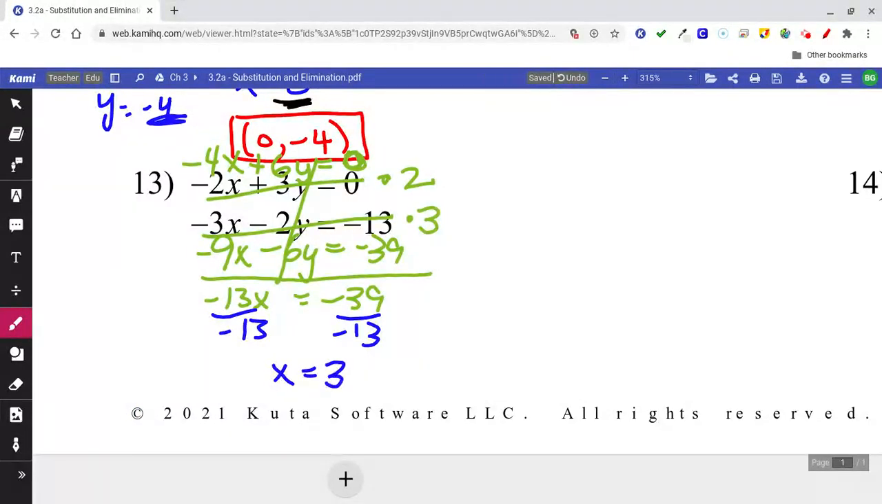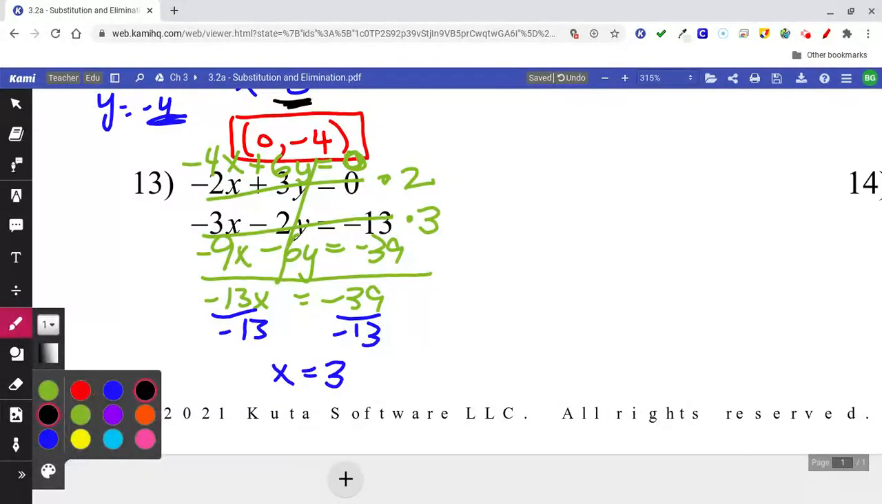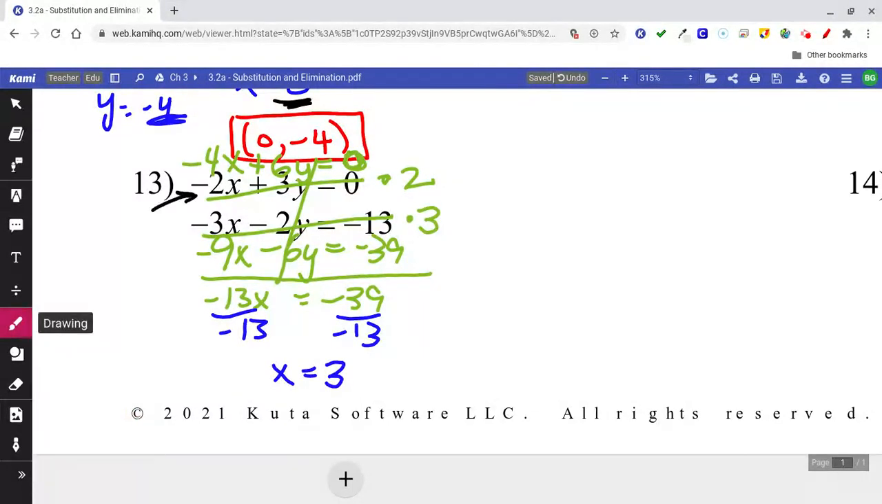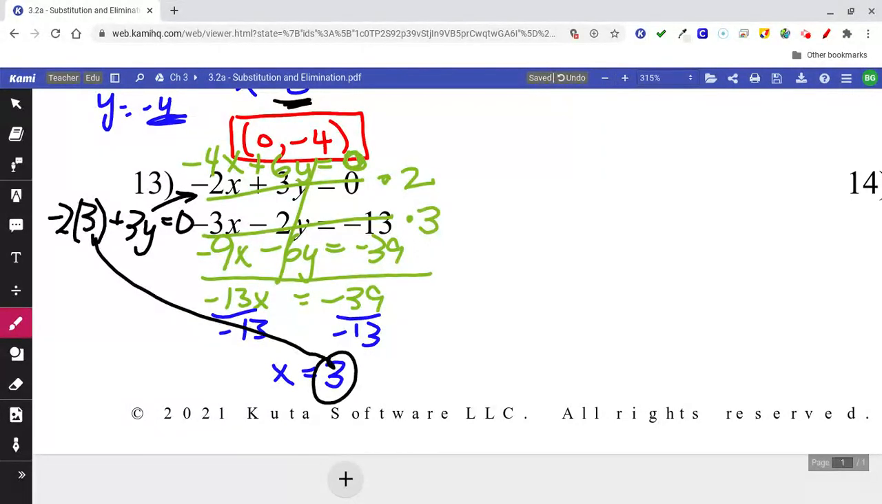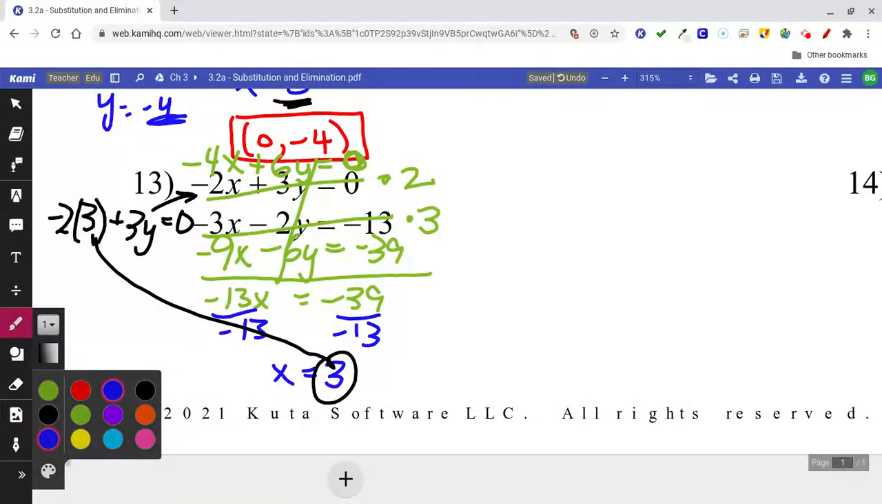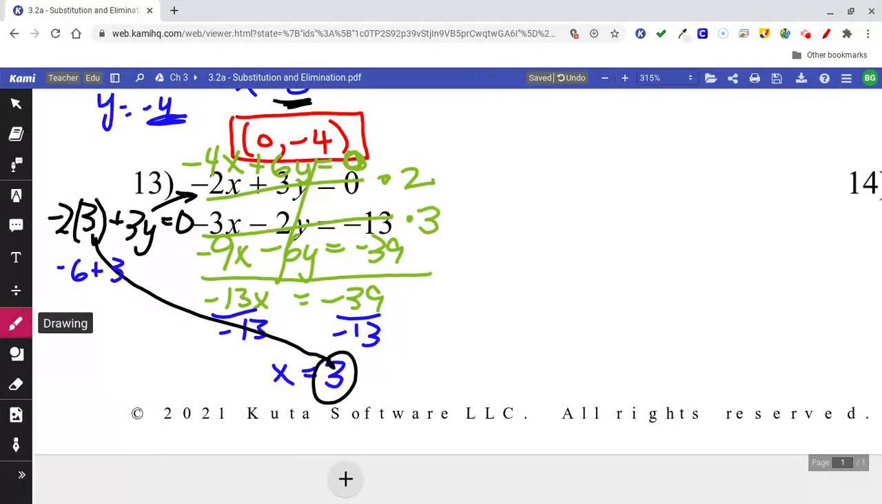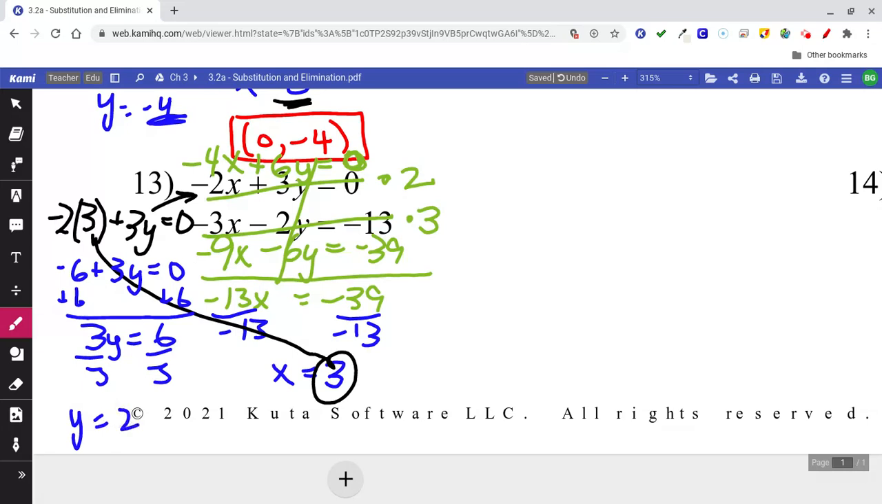Halfway there. Take any one of those equations you're looking at. Typically, I try to pick the one that I think looks easiest, which was the one that I crossed out. Negative 2 times my x value plus 3y equals 0. So I'm going to put that 3 in there. And we've got negative 6 plus 3y equals 0. Let's add the 6 to try to iso the variable. 3y equals 6. I'm going to divide by 3, and I get y equals 2. So now I've got both numbers. X is 3, y is 2.